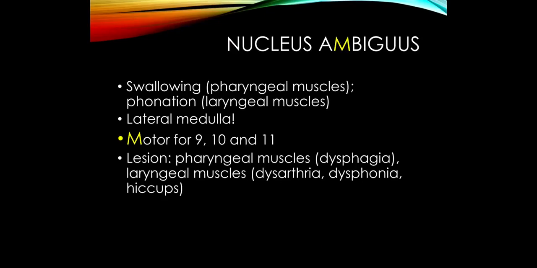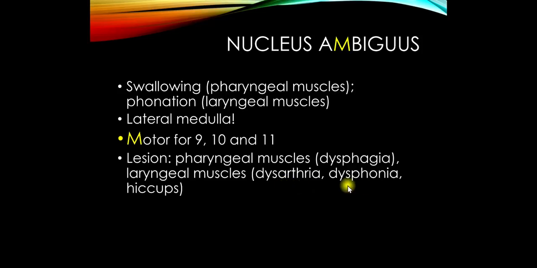So solitary nucleus is sensory. The nucleus ambiguus is motor. Okay, and this nucleus supplies the pharyngeal muscles and the laryngeal muscles. So therefore, it's important for swallowing and phonation. And extremely important, as I mentioned, remember the nucleus ambiguus is in the lateral medulla. So if we have a lesion of the nucleus ambiguus and you affect the supply to pharyngeal muscles, patients have dysphagia, which remember is difficulty swallowing. They choke when they try to drink a glass of water, for example. A lesion of the nucleus ambiguus that affects laryngeal muscles will cause slurred speech or dysarthria.